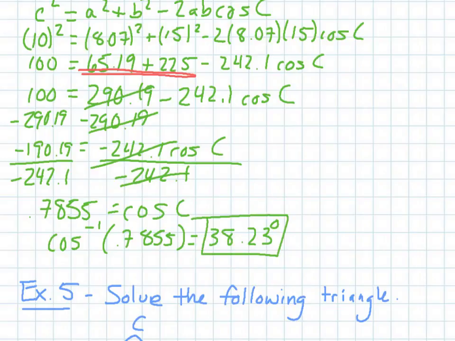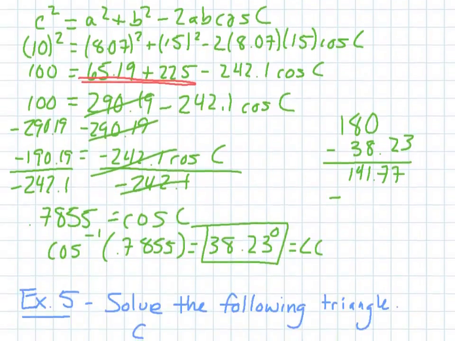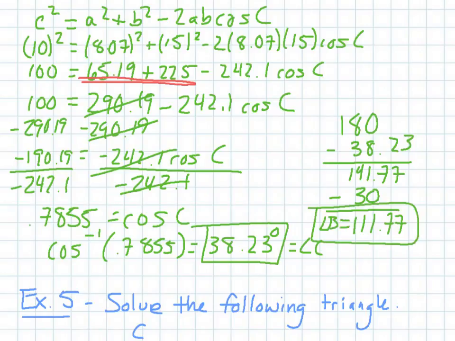Okay, so that's angle C. Now it'll be easy to find angle B because you have two angles, so 180 minus the 38.23 gives you 141.77, and then subtract your previous angle of 30 degrees, right? Gives you a 111.77, and that's angle B. Okay, so you found two angles and a side. Next one.